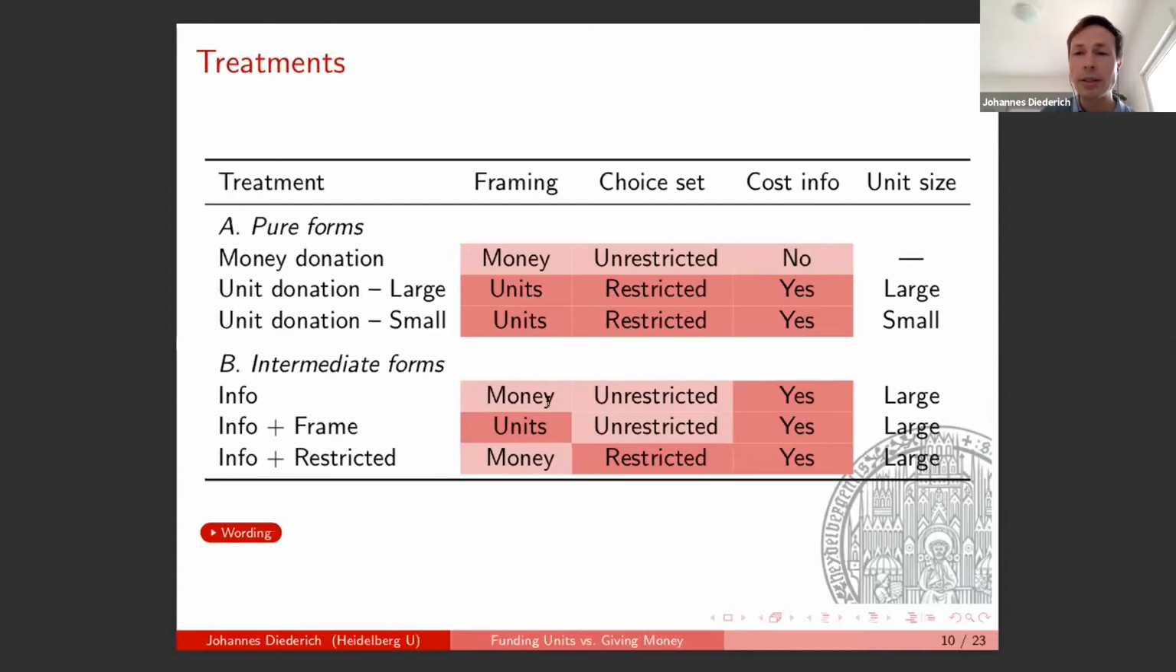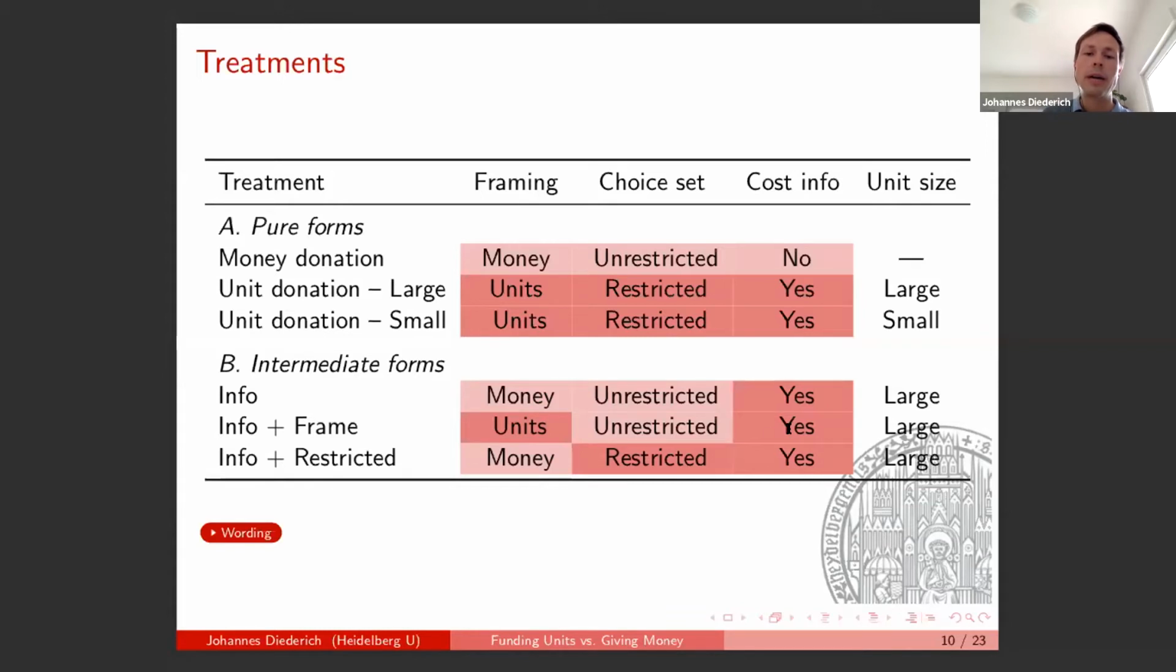You will notice that mathematically you would expect 6 treatments that combine those 3 dimensions. Why did we only choose 3 of them? Well, 2 of them don't make sense design-wise, because you cannot run something with a unit frame without giving the price. So that excludes 2 treatments.